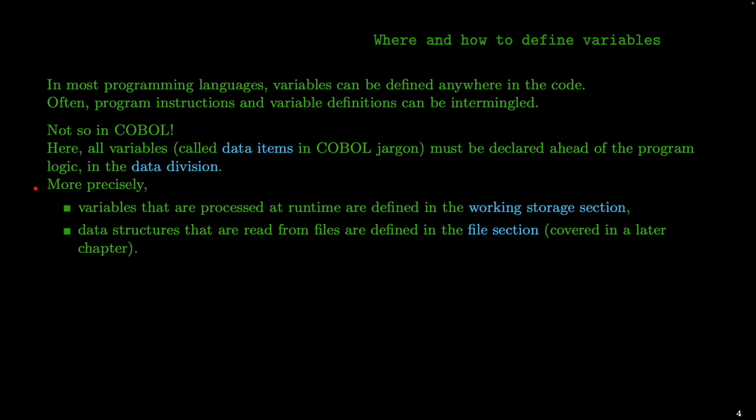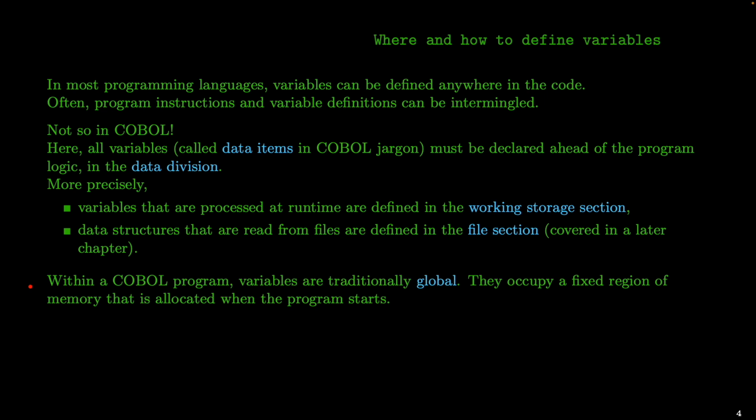Now, more precisely, this means we can define our variables that are processed at runtime in the working storage section. So recall we introduced that in the previous chapter when we went through the divisions. It's part of the data division. And other data structures that are to be read from files are defined in the file section. And we will cover file handling in a later chapter. So we will focus more on these working storage variables here. But the way you declare variables is the same in both cases.